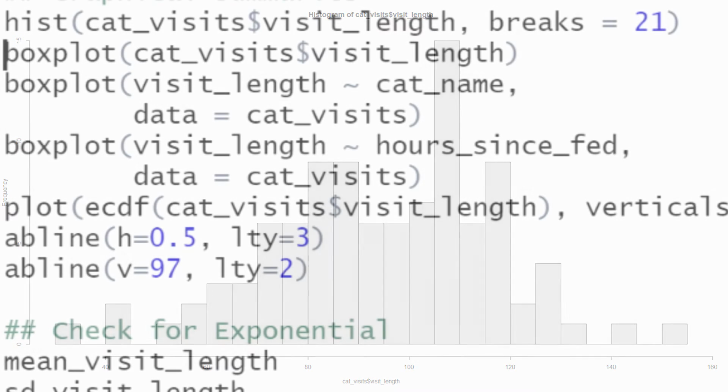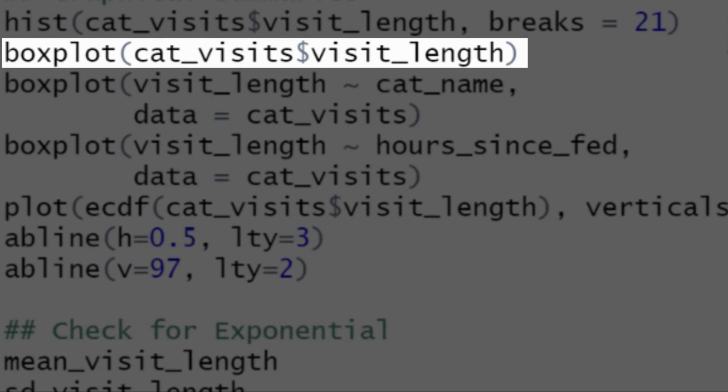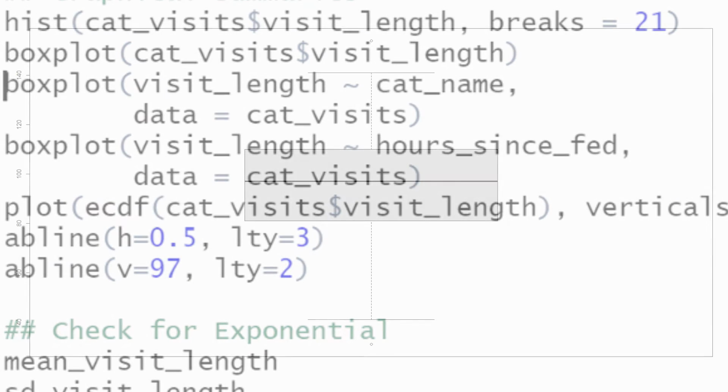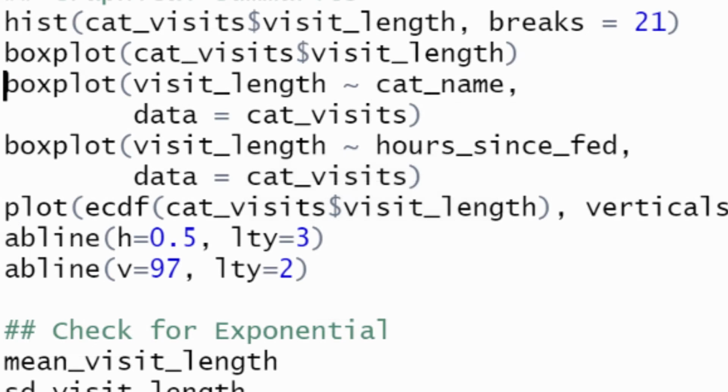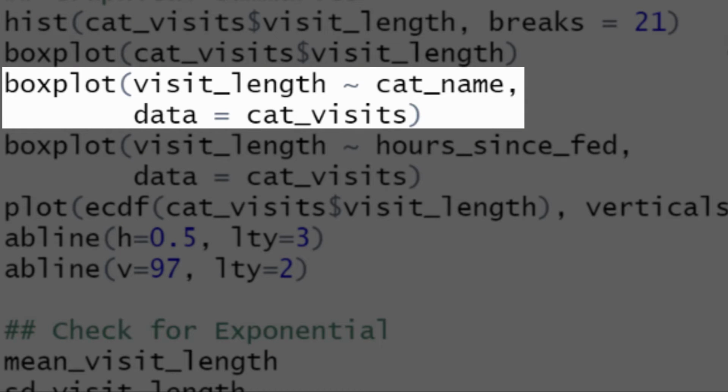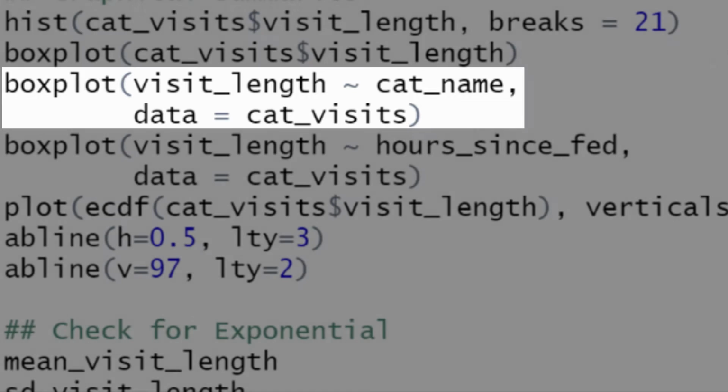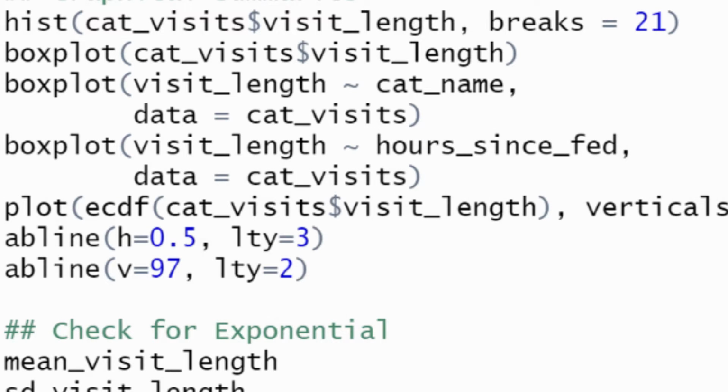Whenever we have a continuous variate, box plots also tend to be useful for investigating the data. Looking at the box plot by itself essentially gives us a similar value to the 5-number summary. More interesting, however, is looking at a breakdown of box plots by which cat we're considering. Using the formula visit length tilde cat name, or visit length as explained by cat name, and passing the cat visits data frame in as a data parameter, we get the 2 box plots side by side.